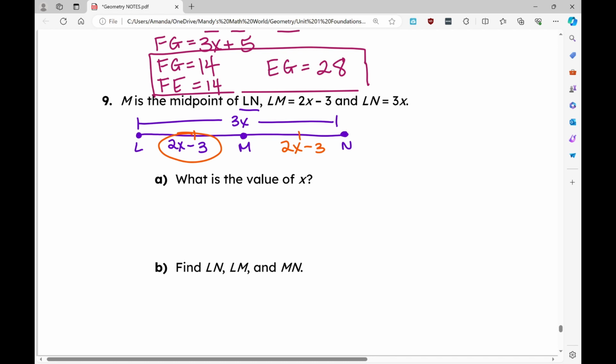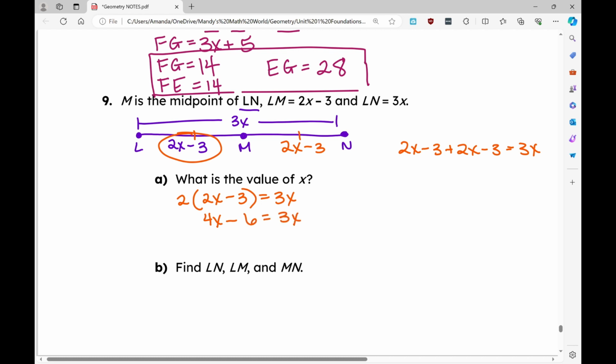Well, I do know, using the segment addition postulate, that 2x minus 3 plus 2x minus 3 should equal 3x. That is the same thing as 2 times (2x minus 3) equals 3x, right? Okay, so let's solve this equation. The first thing I need to do is get rid of the parentheses on the left side of the equal sign. How do I do that? I distribute the 2. 2 times 2x is 4x. 2 times negative 3 is negative 6.